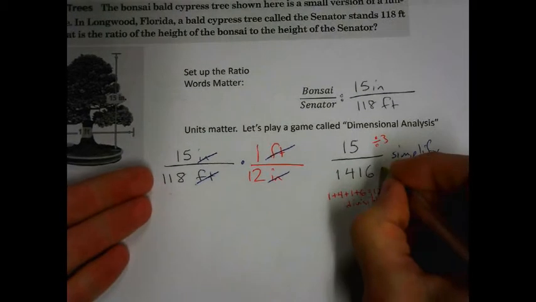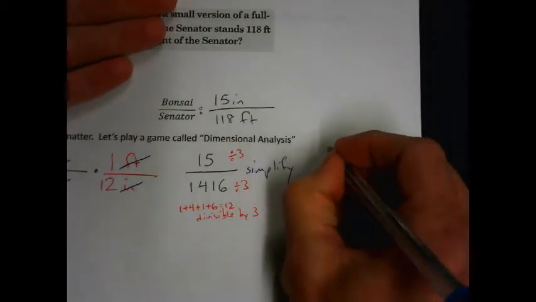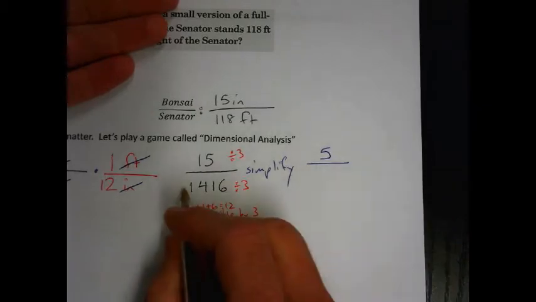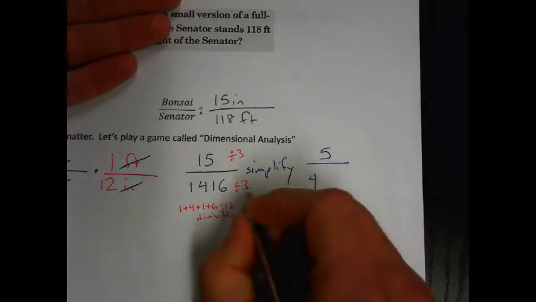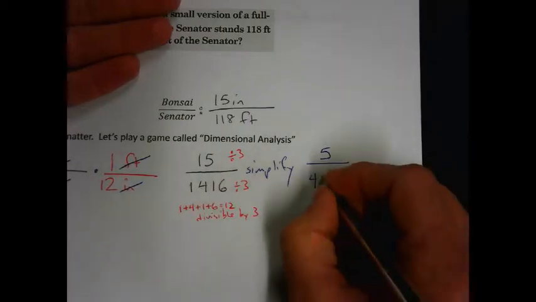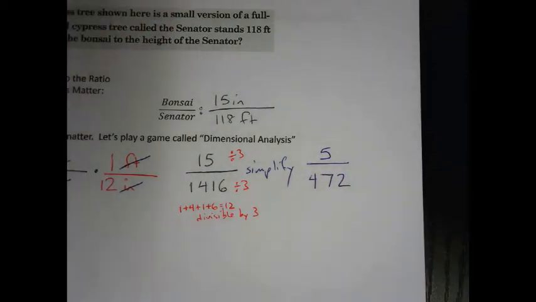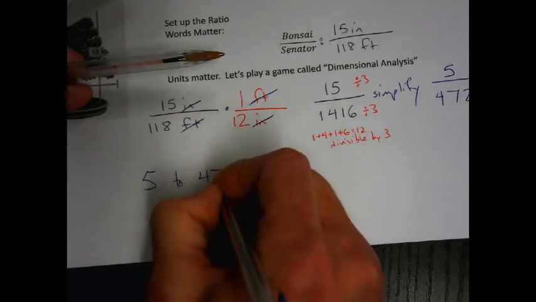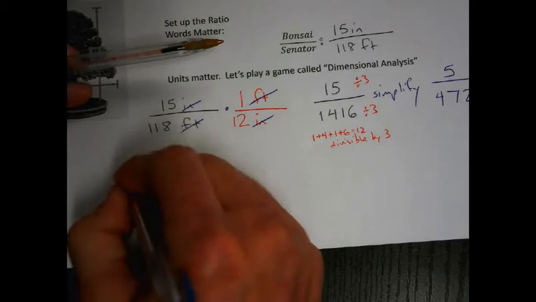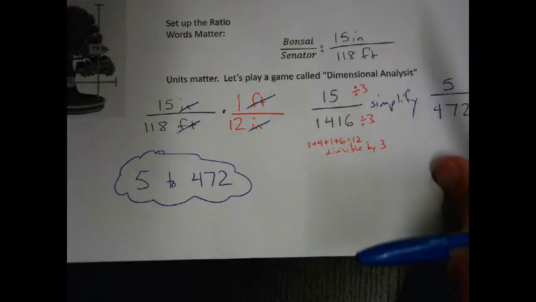So I can divide the numerator and the denominator. So when I simplify everything, I have 5 in the numerator, and in the denominator, 3 goes into 14, let's see, 4 times, with a remainder of 2. 3 goes into 21 7 times, and 3 goes into 6 2 times. So our ratio is 5 to 472. And so that's the answer, right? 5 to 472. That's the ratio of the bonsai tree to the senator. And that's how we write ratios, okay?